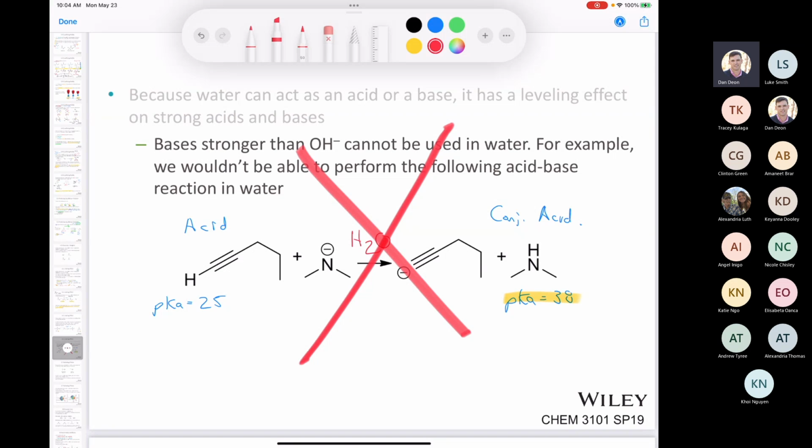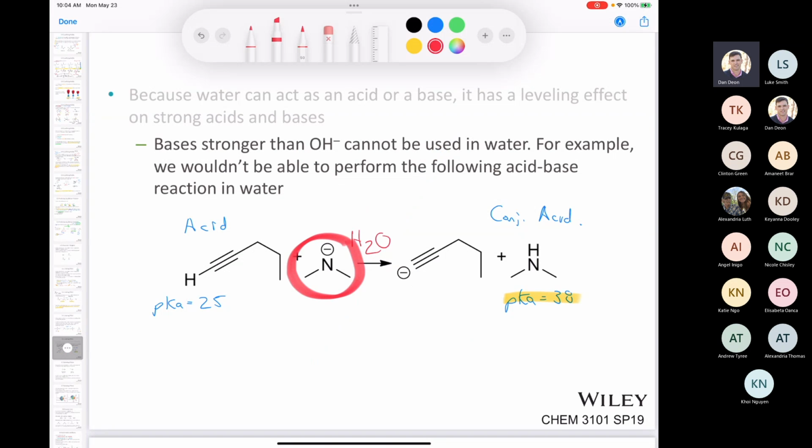Well, what the heck is going to happen? What's going to happen is that this base here is going to react with the water. Let me prove it to you. You're going to get a side reaction where this anion is going to react with the water. Look, you have the N minus ion. It's going to react with water.